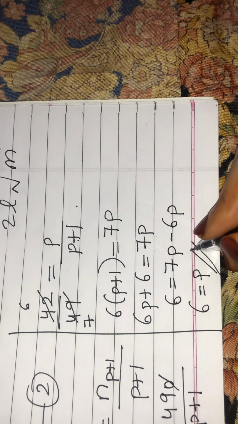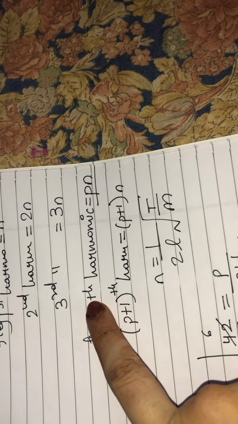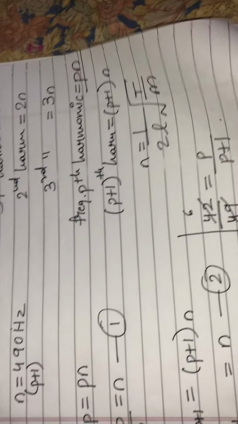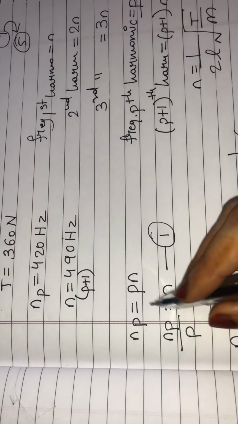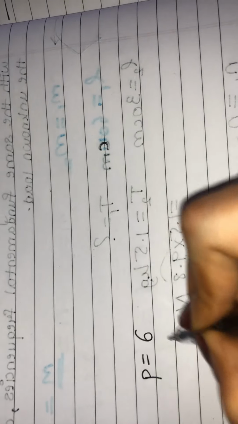I got p as 6. If this p is 6, what will be this? 7. So I got the value of p. I'll substitute in the formula. What is asked? L is asked. You can do it over here also. P is obtained as 6.